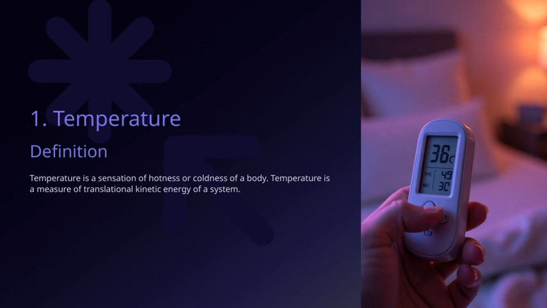system. So, when particles are moving faster, the temperature is higher, and when they move slower, it's lower. This connection between particle motion and temperature is fundamental because it helps us understand how heat is transferred and how thermal energy behaves. Throughout this presentation, you'll see how this concept ties into various principles of thermodynamics and energy transfer. So, understanding temperature as a measure of kinetic energy really forms the foundation for grasping more complex thermal phenomena.